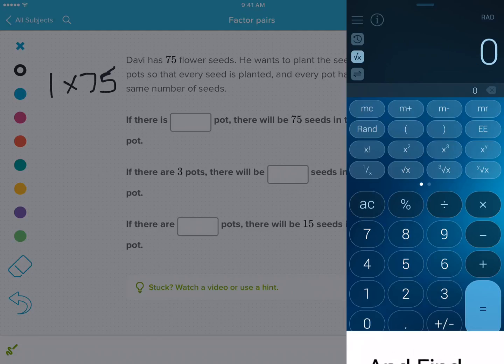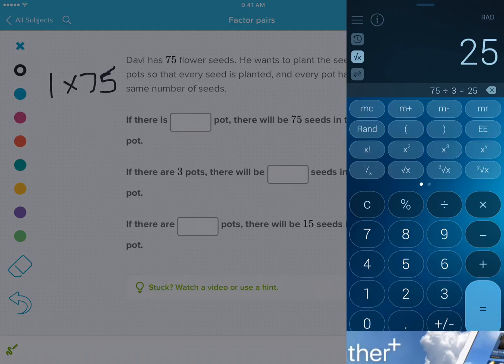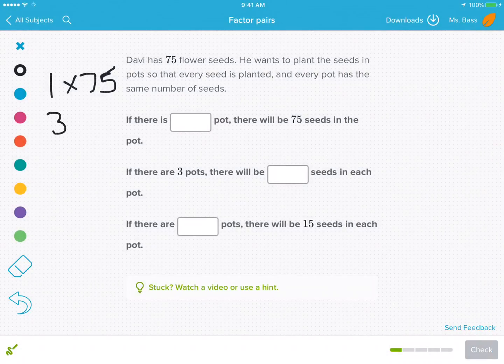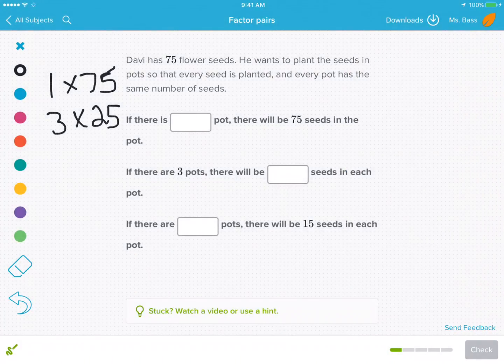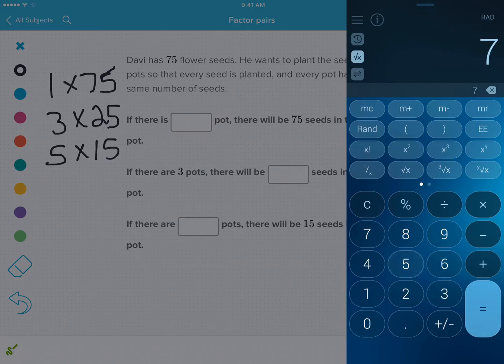So I'm going to go ahead and go to the next one. 3. 75 divided by 3. And I get 25. So 3 and 25. Okay. Then I'm going to take 75 divided by 4, and I see that I get a decimal again. I'm going to take 75 divided by 5, and I get 15. So 5 times 15.